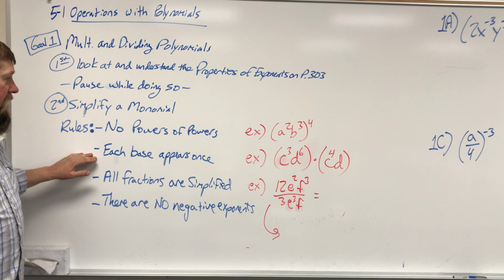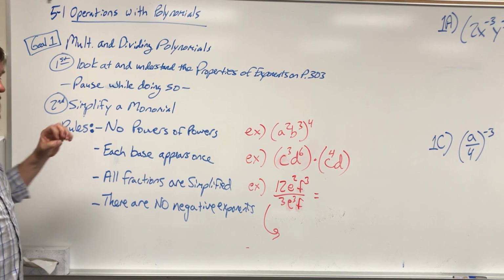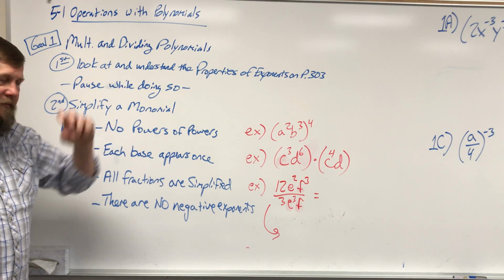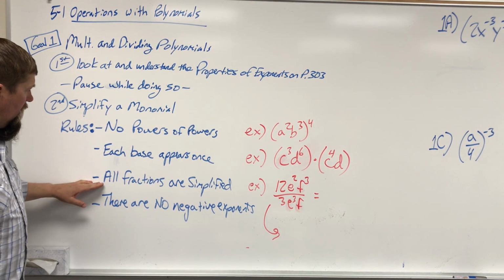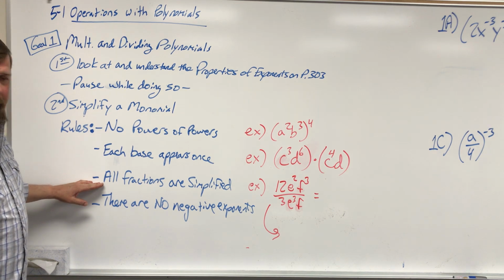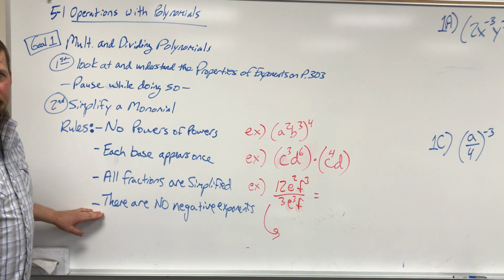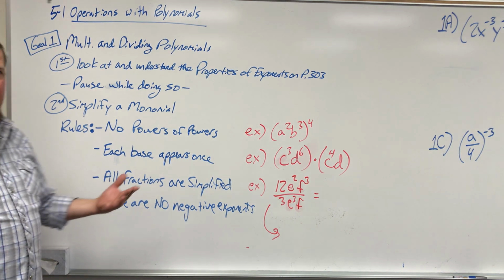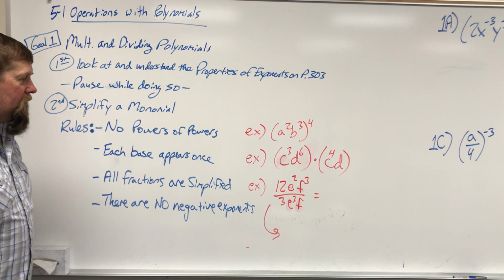Each base appears once. Okay, so you need to know what bases are. Bases are what you're taking the exponent of. So like a variable, those are the bases. All fractions are simplified. There are no negative exponents. Okay, so you actually can't have a negative exponent when you're simplifying a monomial.